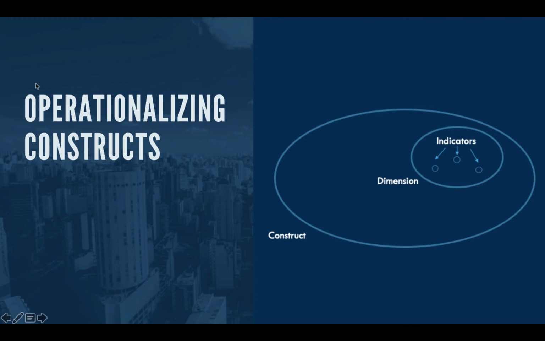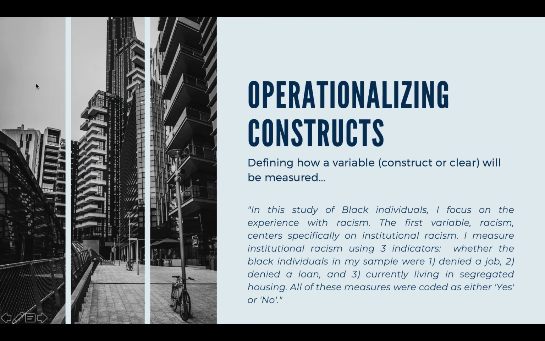And then within the dimension, we say, what are the things that reflect this dimension of institutional racism? Oftentimes you have many indicators of a specific dimension. Let's say we decided on a second dimension of interpersonal racism. That second dimension could also fall within the construct, and it would have its own indicators within that dimension. So this is an example of how I would go about defining or operationalizing that construct of racism.